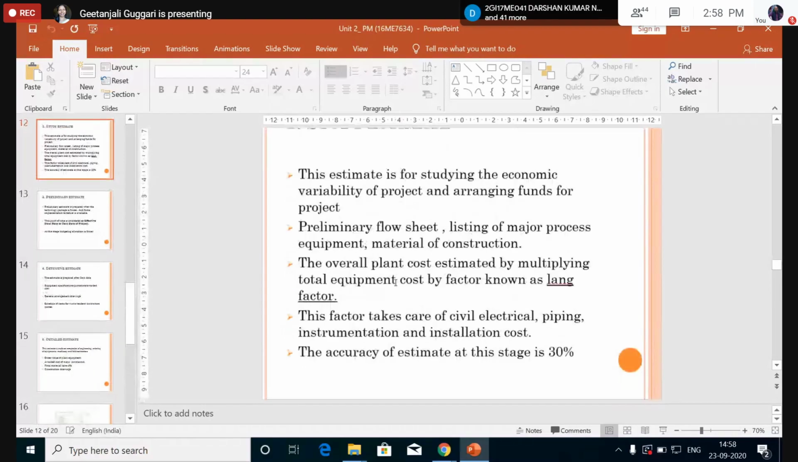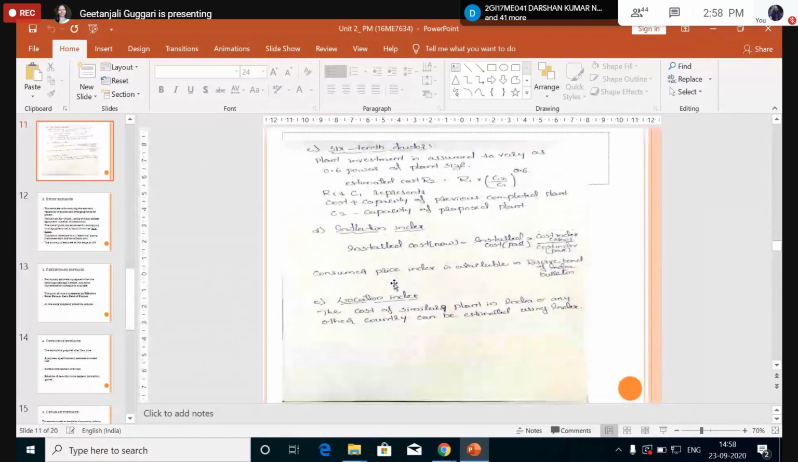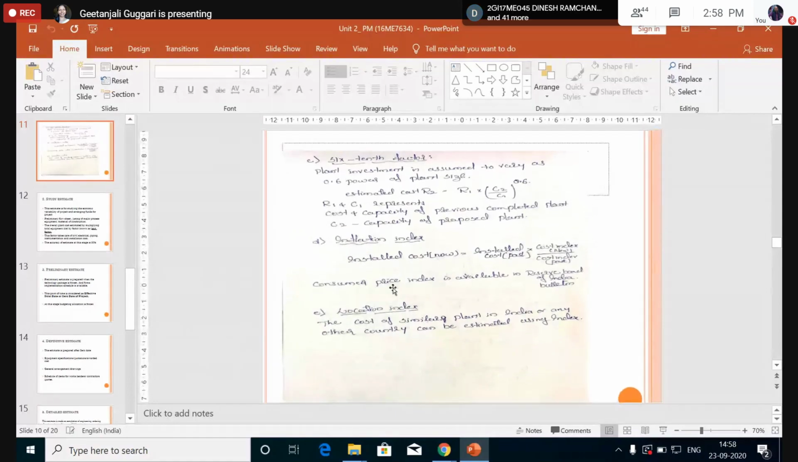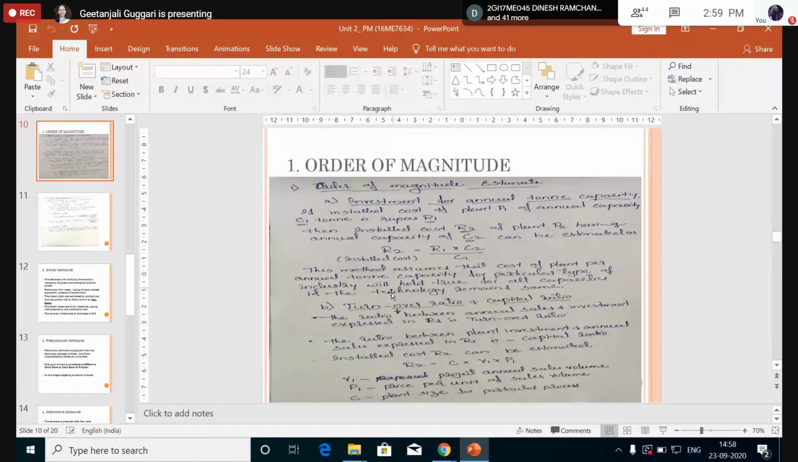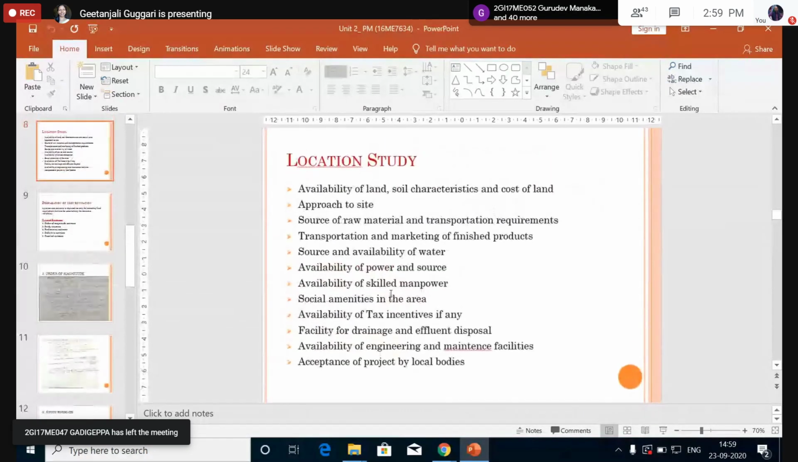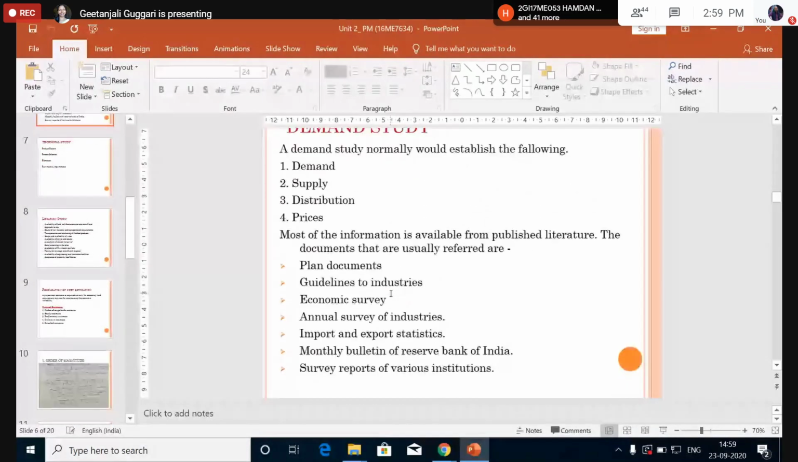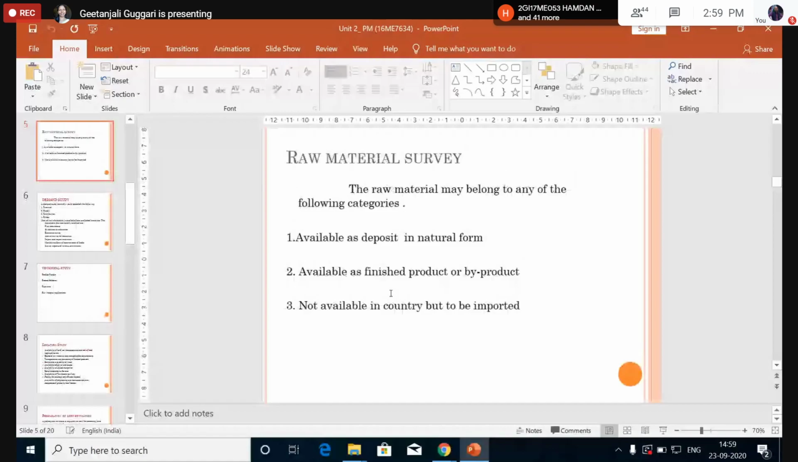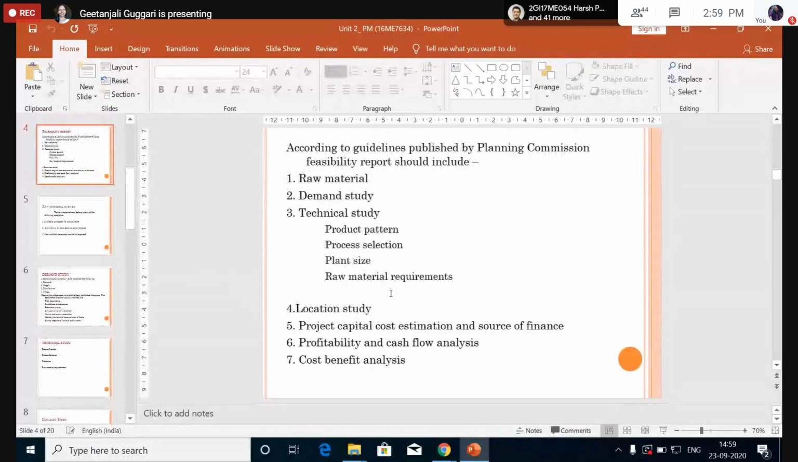So that we will take up in the next class. Let me go back to the first slide of the second unit. So we have done the project capital cost estimation and the sources of finance, the financial institutions which are helping us for completion of the project.